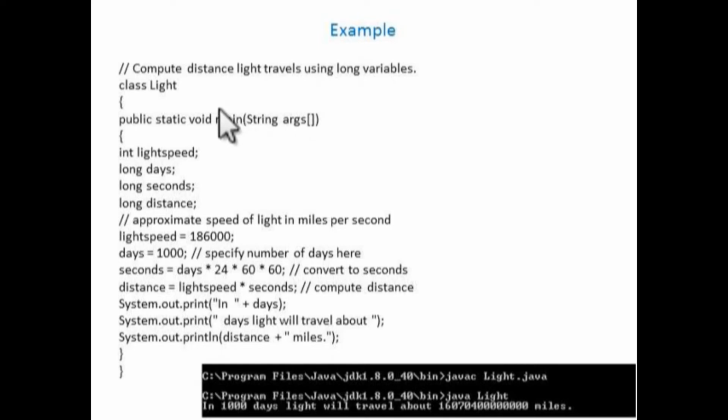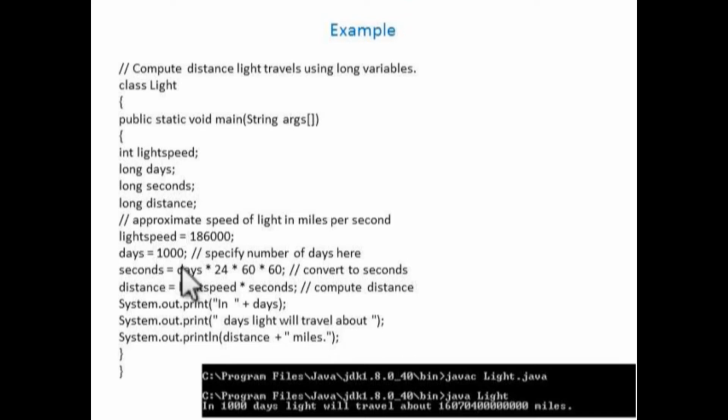This is a program for computing the distance light travels. I have declared some variables with the long data type, and I am assigning the values. That is, I am approximating the speed of light and storing it in the lightspeed variable. The program calculates how much distance light travels in 1000 days, so I am assigning days as 1000.